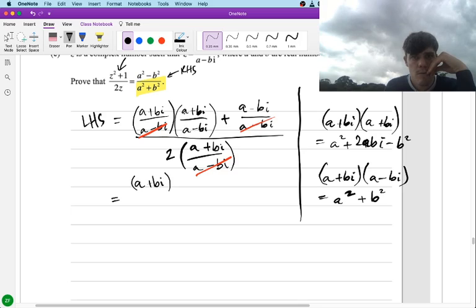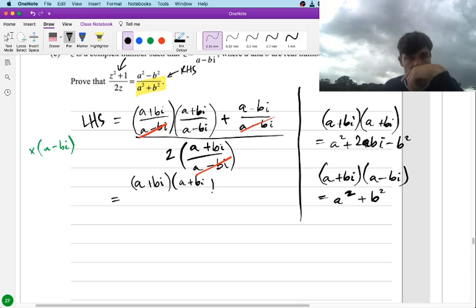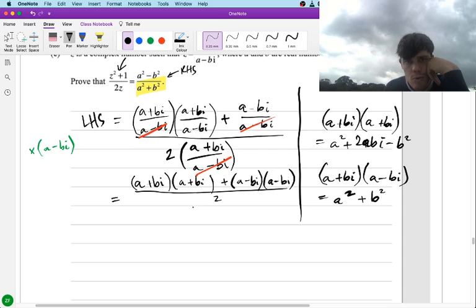Let's just say what I'm doing. Multiply by a minus bi, and that's going to cancel out this, so I'm going to be left with a plus bi. And then I'm going to have to multiply this side by my a minus bi as well. A minus bi. And then I'm bringing that 2 up, so this is all going to be divided by 2 on the top of my overall fraction.